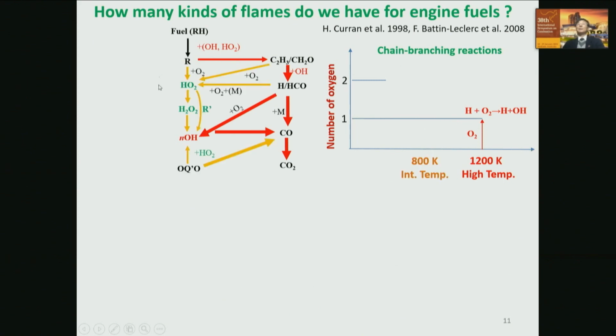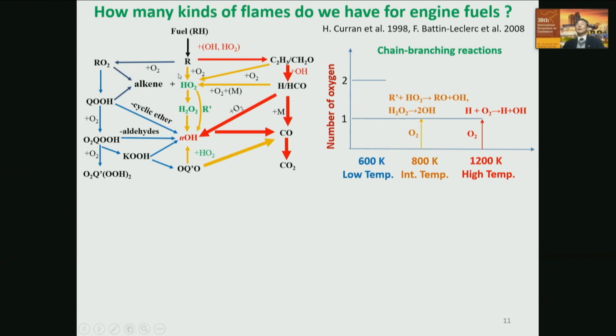At intermediate temperature, you have fuel and a few radicals reacting with oxygen and forming hydroperoxy radicals, HO2. This HO2 reacts either to form a peroxide or reacts with a fuel radical, and then you form a chain branching reaction of multiple reactions. So this is also a single oxygen process.